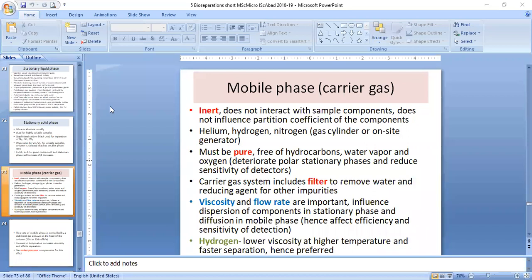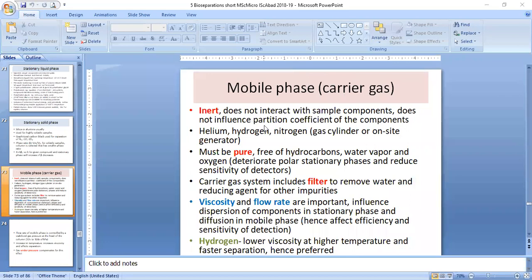We have already seen about gas chromatography. We have seen some of the important parts of the chromatographic system, the injector. We have seen the column which is used for the chromatographic separation. And we have also seen something about the stationary phase, isn't it? So now I shall tell you something about the mobile phase, which is used in gas chromatography.